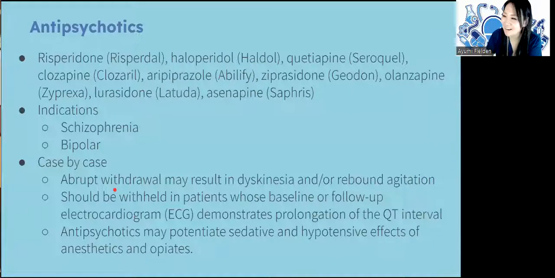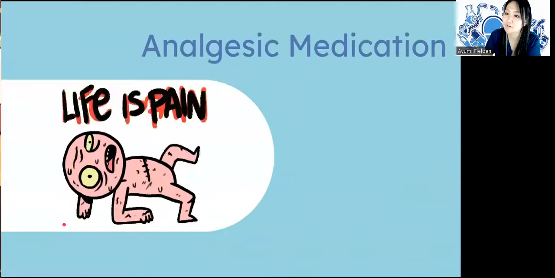What about antipsychotics? Oh my goodness, please keep taking them, right? You don't want them to have symptoms in the PACU. And most of those antipsychotics can prolong QT interval. So be aware of that medication they're taking, and the medication that you are giving, like your Zofran, can prolong the QT interval and can put the patient into torsades. So be aware. If it's too long, Zofran might not be the drug of choice. And antipsychotics may potentiate the sedative and hypotensive effects of anesthetic and opiates too. So another thing to be aware of.